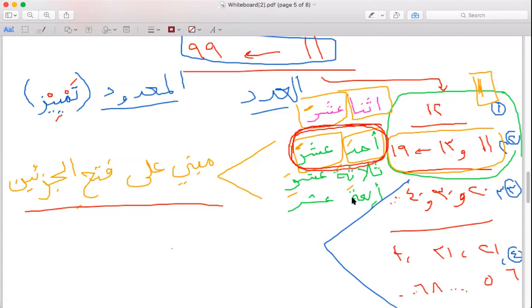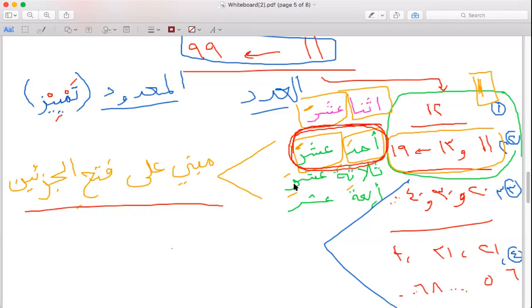13 عشرة 14 عشرة 15 عشرة. مبني على فتح الجزئين. So 11 is different from 13 to 19 in that 13 to 19, الجزء الأول, the first part of the number, it differs from the ma'dud. The gender is opposite. So ثلاثة عشر طالبا, 13 students. ثلاثة عشر طالبا. عشرة, this is مذكر, and the ma'dud is also مذكر.